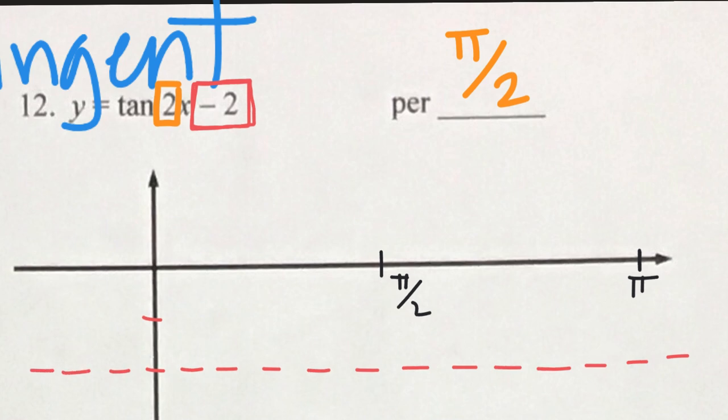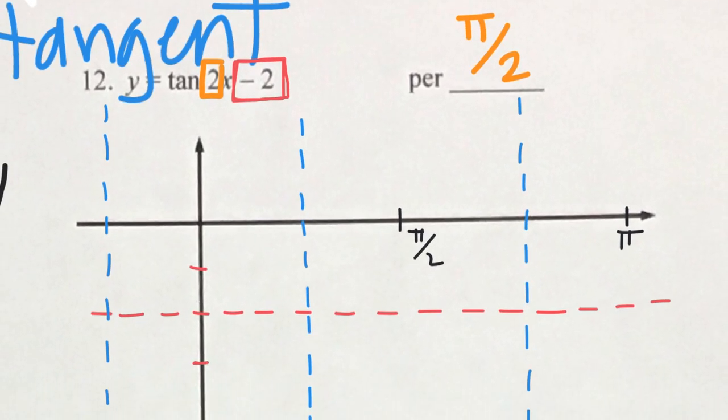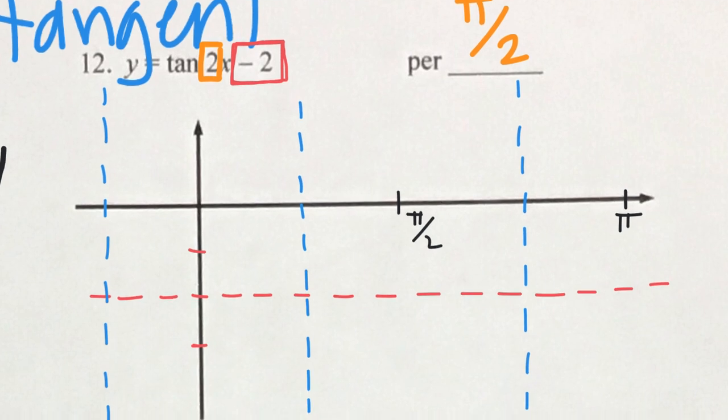Okay, now we go to the asymptotes. Asymptotes always happen in the middle. So this time it's going to happen at pi over 4, which is that point. And then it's going to happen at 3 pi over 4, which is this middle. The middle of pi over 2 and pi is 3 pi over 4. Then maybe we can even come in here and put one at negative pi over 4, just to be clear and concise. We can do that.